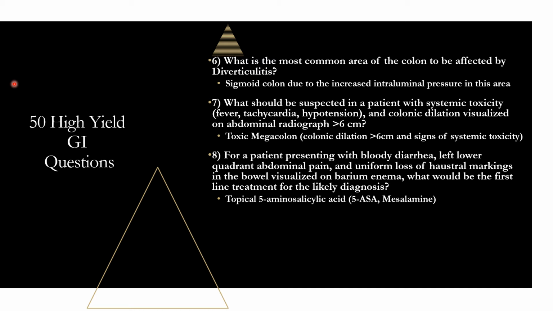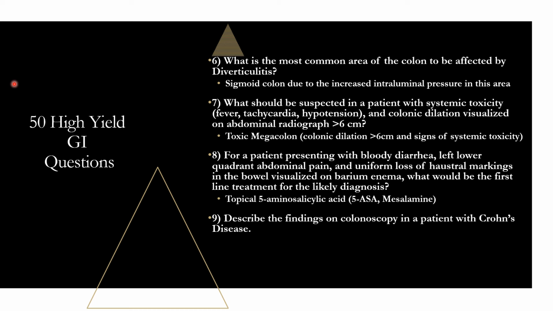So you have to look at the vignette and look at your key areas here. So you have left lower quadrant pain, you have bloody diarrhea, and then that very specific finding on imaging, that loss of haustral markings, which is known as a stovepipe or lead pipe sign on barium enema. So ulcerative colitis, this is a very classic vignette. And then your first line treatment for ulcerative colitis is going to be your topical 5-ASAs. Mesalamine is going to be the most commonly used in that class.